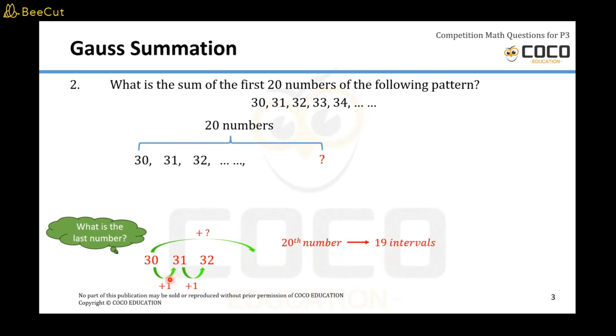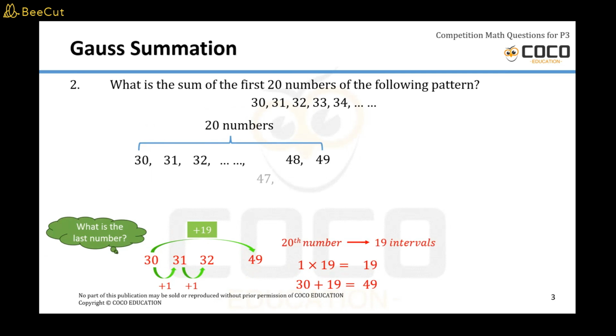So we have plus 1, plus 1, plus 1. We have 19 of them. All right, 19 intervals means 1 times 19. So all the way you need to add 19 to the first number. So 30 plus 19 equals 49. So you managed to find that the last number is 49. And you know that the pattern is plus 1, so you can complete the numbers here.